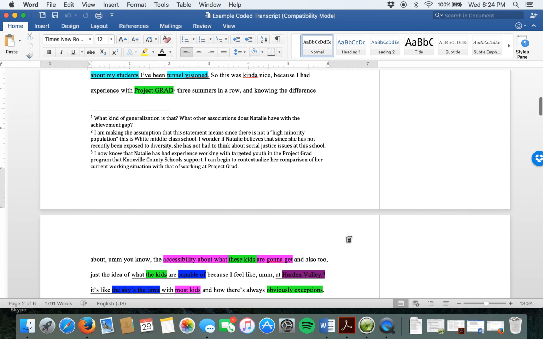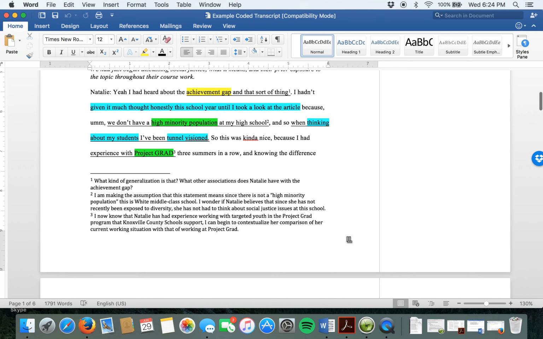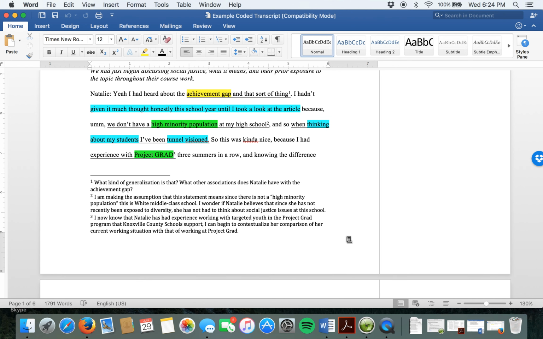You can see I have more. You can also make notes, especially if you're doing participatory action research where you're involved. I wrote a note here about myself that when we talk about the high school, I'm making this assumption that this statement means that it is not a high minority population, it's a white middle class school. So I'm able to write my own assumptions here that I'm thinking about.